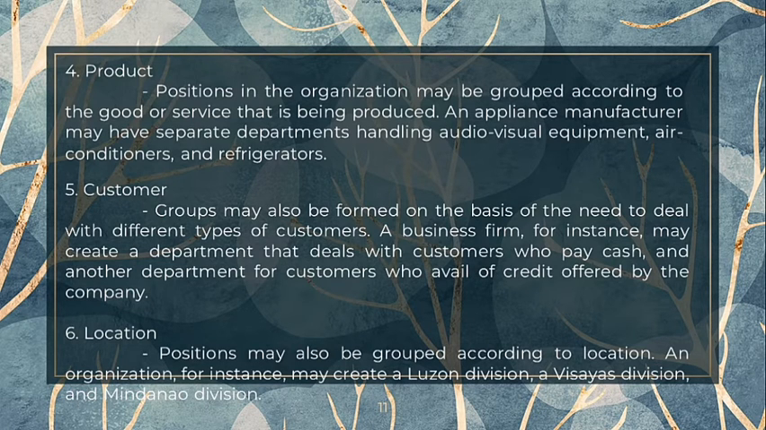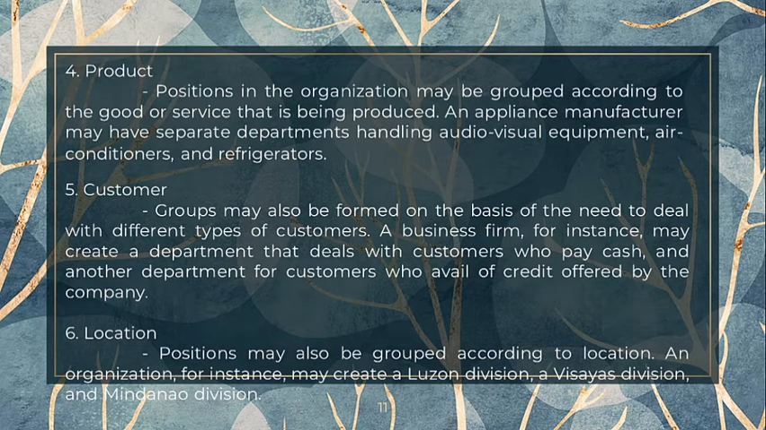The product departmentation is grouping of jobs and resources around the products or product lines that a company sells. Under product departmentation, all the activities needed to produce and market a product or service are usually under the control of a single manager. Then the next is customer.